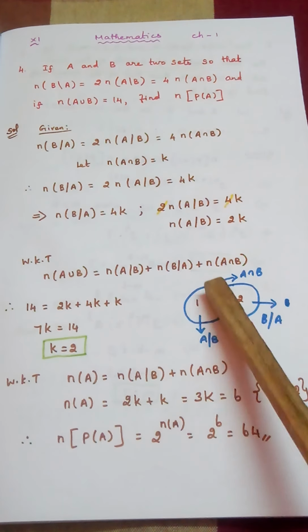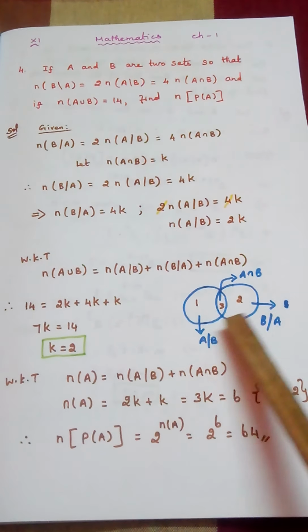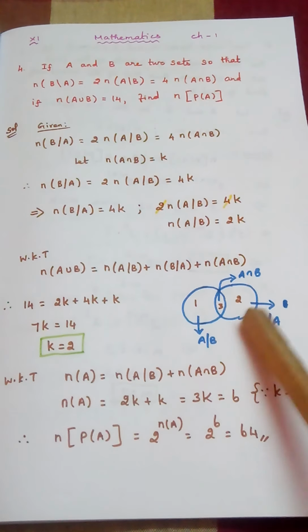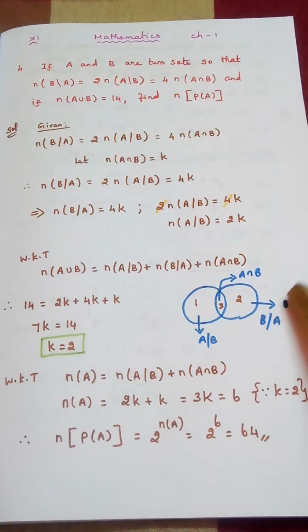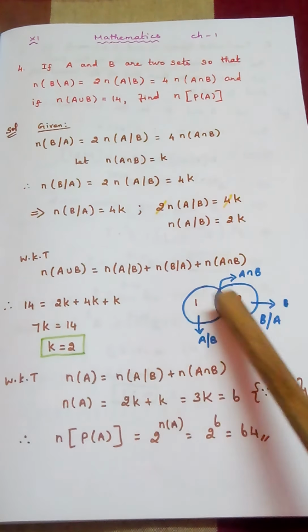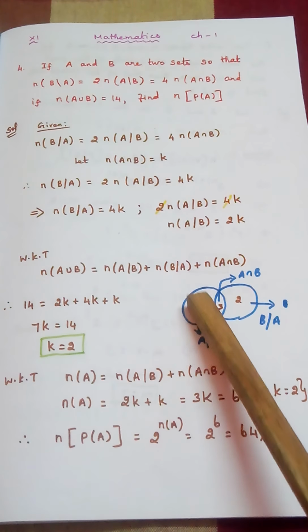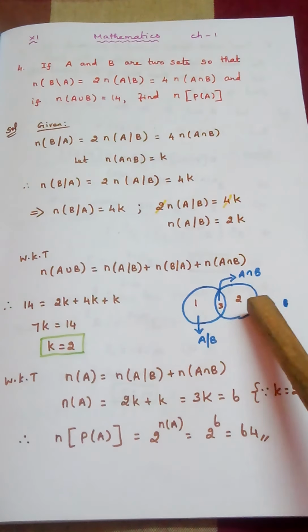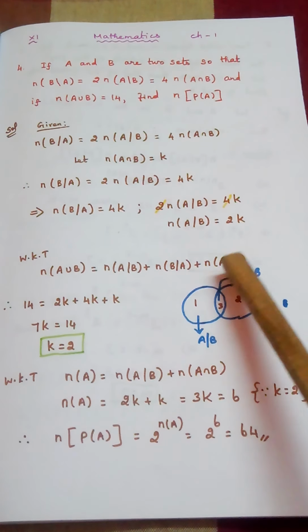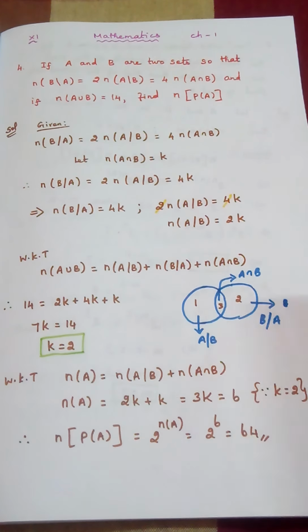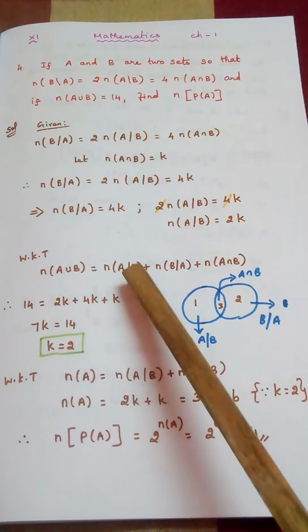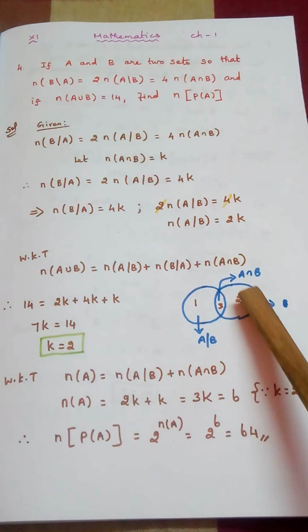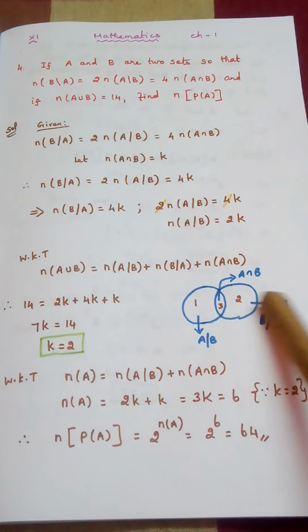If this is the circle A and this is the circle B, I should shade them fully, which is called A ∪ B. So this A ∪ B can be split as n(A − B), that is the first region, which means only this part, plus n(B − A), that is the second region, plus n(A ∩ B), the third part. So the whole A ∪ B is written as three things: first region, second region, then third region. I hope you will understand this.